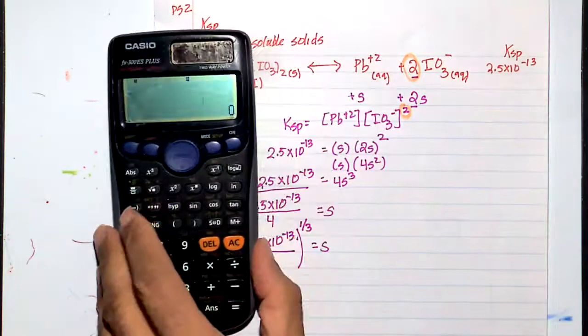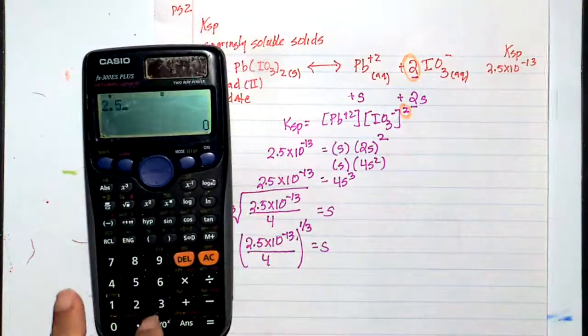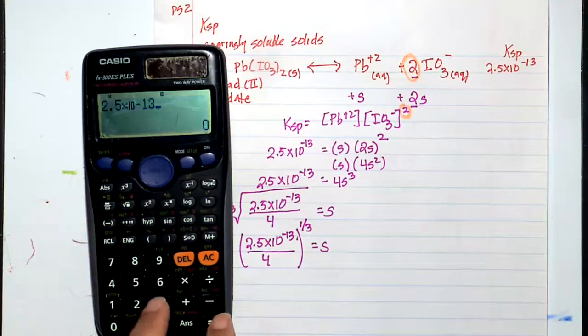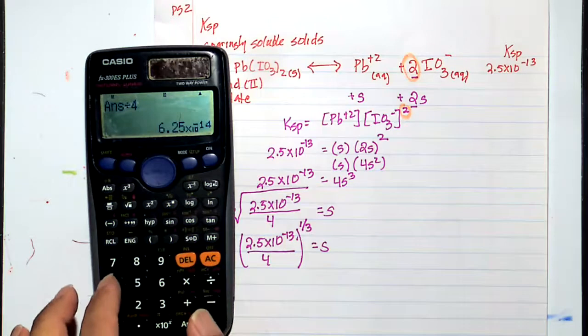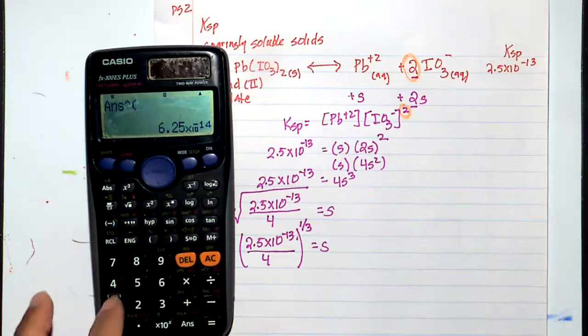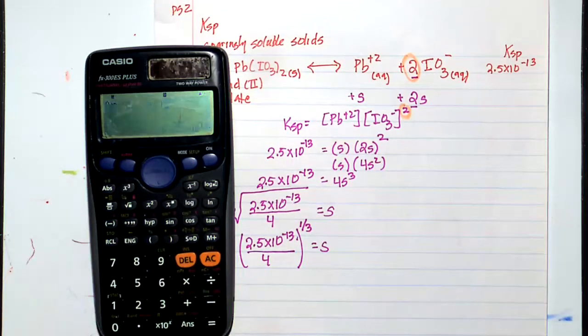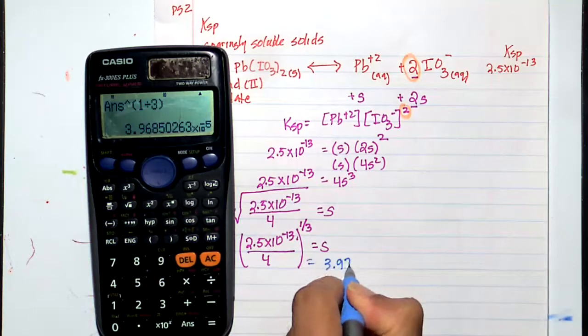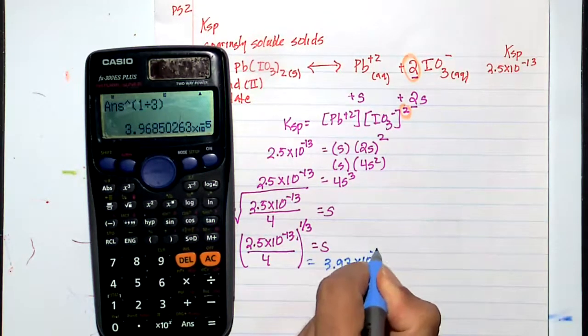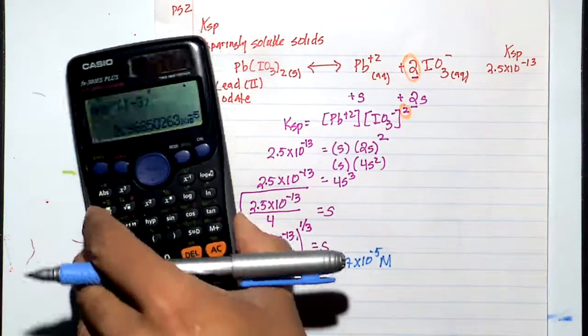So if we do that really quickly, 2.5 times 10 to the minus 13 divided by 4, I'll raise that to the 1/3 power, if you're following along. The solubility is about 3.97 times 10 to the minus 5, big M. Units here are big M.